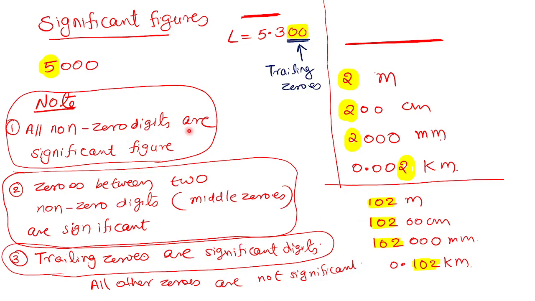So all non-zero digits are significant, like 2, 5, 7. Among zeros, zeros between two non-zeros, I mean middle zeros, are always significant. And this type of zeros: zeros at the end, but after the decimal. They are said to be trailing zeros. They are also significant because they represent accuracy.